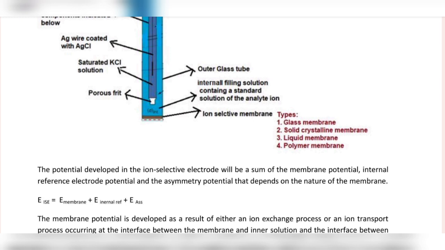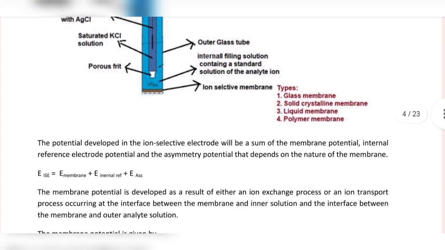In each ion selective electrode, the potential developed will be the sum of the membrane potential, the internal reference electrode potential, and the asymmetry potential. The asymmetry potential depends on the nature of the membrane. So the total potential of the ion selective electrode is equal to E membrane, the membrane potential, plus E internal reference, the internal reference electrode potential, plus E asymmetric, the asymmetric potential.